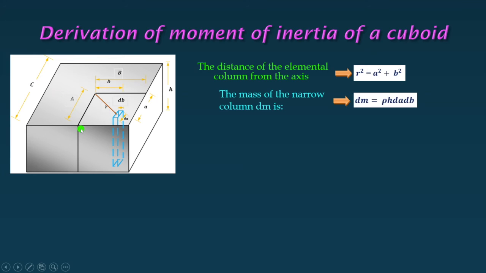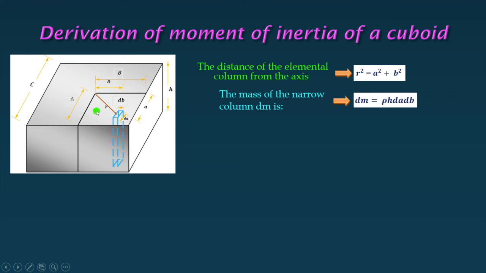Then, for this section, at a distance of r, consider an elementary volume, this dotted line. What's the dimension? In the direction of A, this dimension is dA. In the direction of B, this dimension is dB. And this section is at a distance of a from the center along this axis and b along this axis.